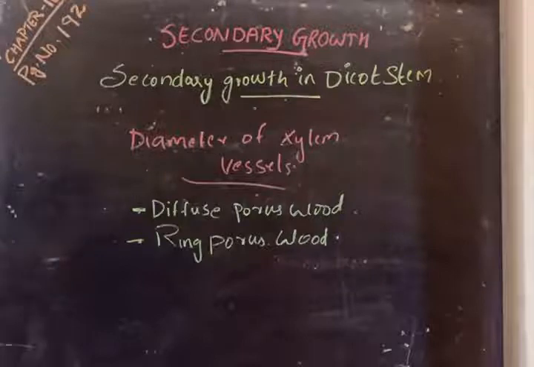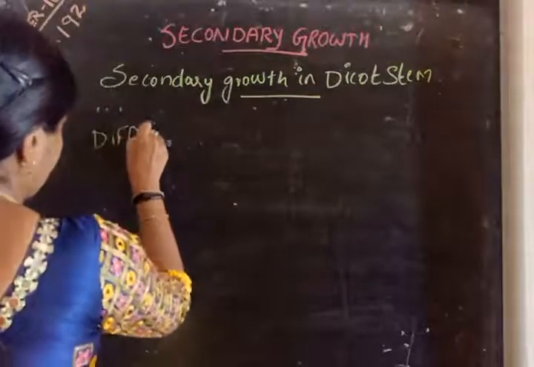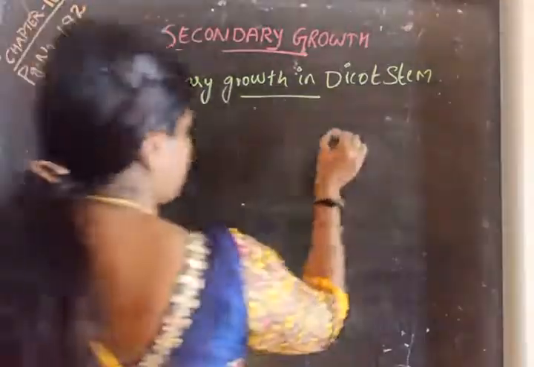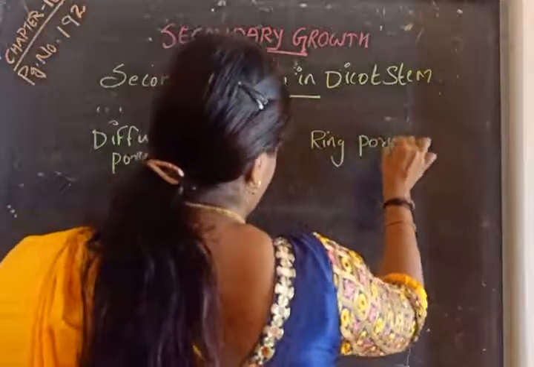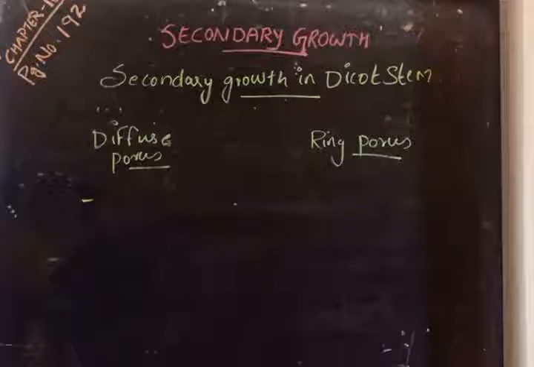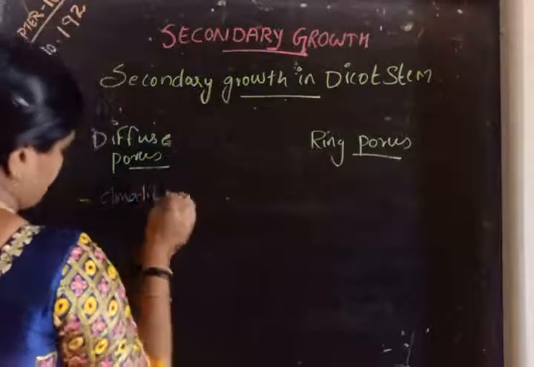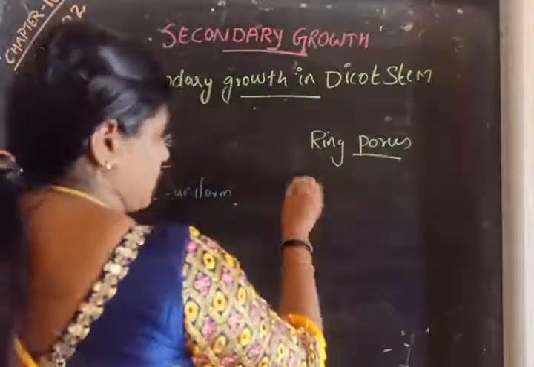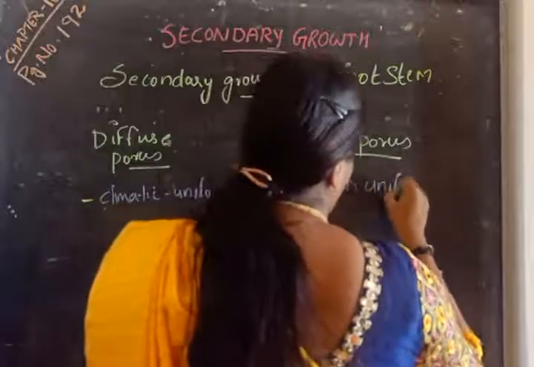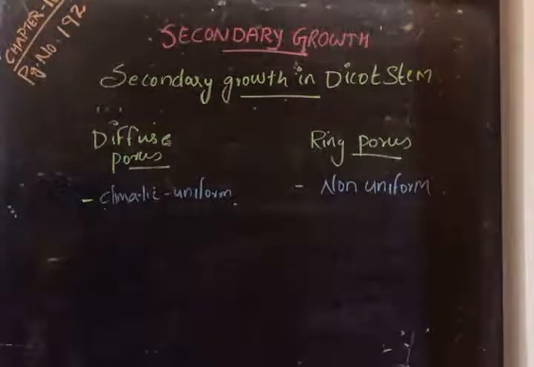What are diffuse porous wood and ring porous wood? We can examine the difference between them. Diffuse porous wood is formed where the climatic conditions are uniform, whereas ring porous wood is formed where the climatic conditions are not uniform. The wood formed in normal climatic conditions is called diffuse porous, whereas in non-uniform climatic conditions it is called ring porous.